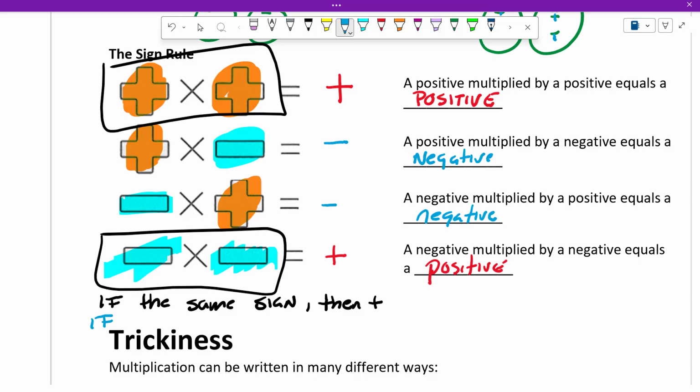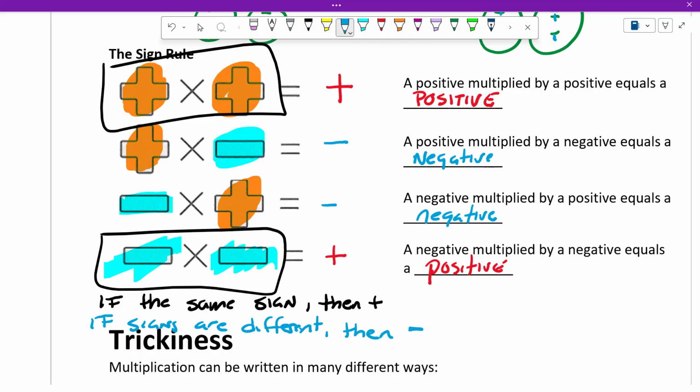If signs are different, then it is negative. Okay? So, if you think of it like that, I think it'll help a lot when you get to more complicated questions. Right? Alright.